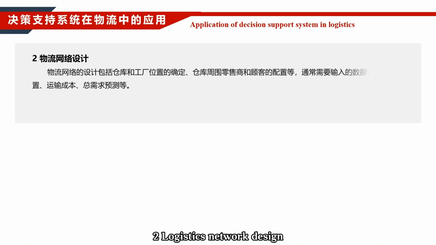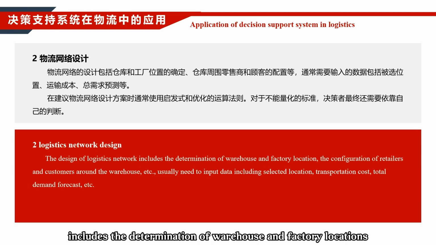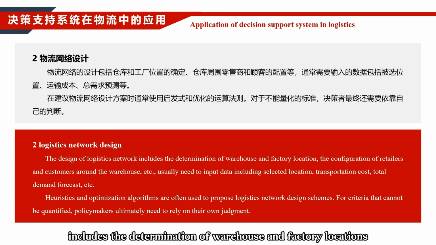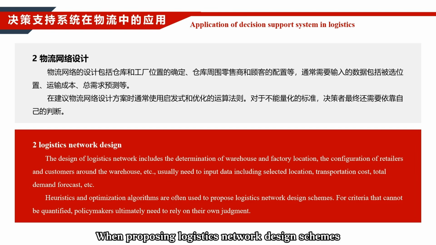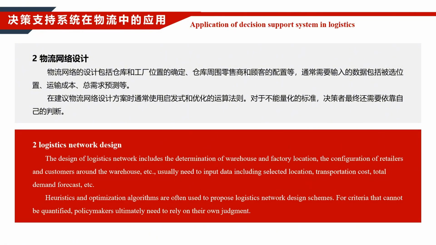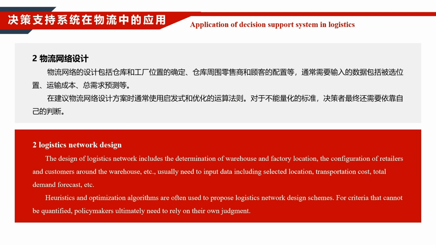Two, logistics network design. The design of logistics network includes the determination of warehouse and factory locations, the configuration of retailers and customers around the warehouse, etc. Usually, the input data include alternative locations, transportation costs, total demand forecast, etc. When proposing logistics network design schemes, heuristic and optimization algorithms are often used. For criteria that cannot be quantified, decision-makers ultimately need to rely on their own judgment.